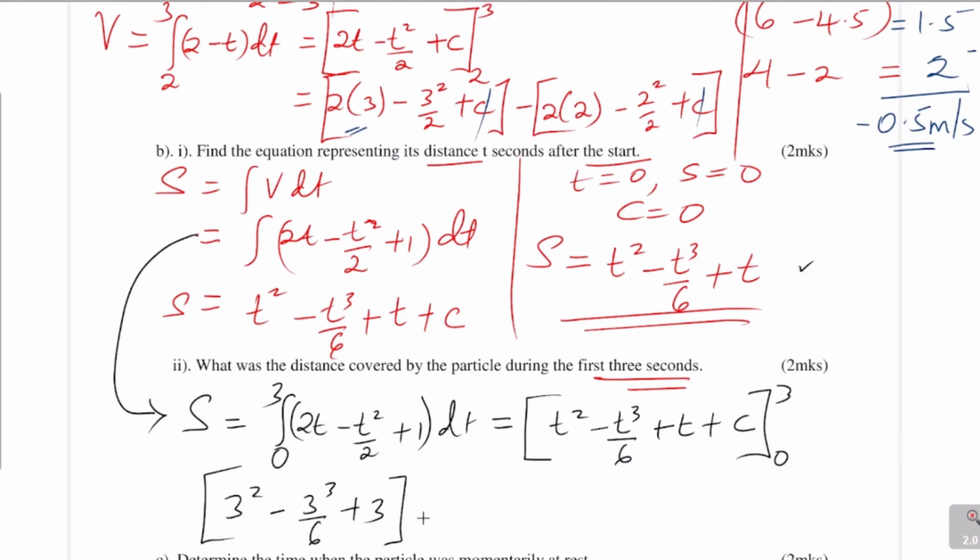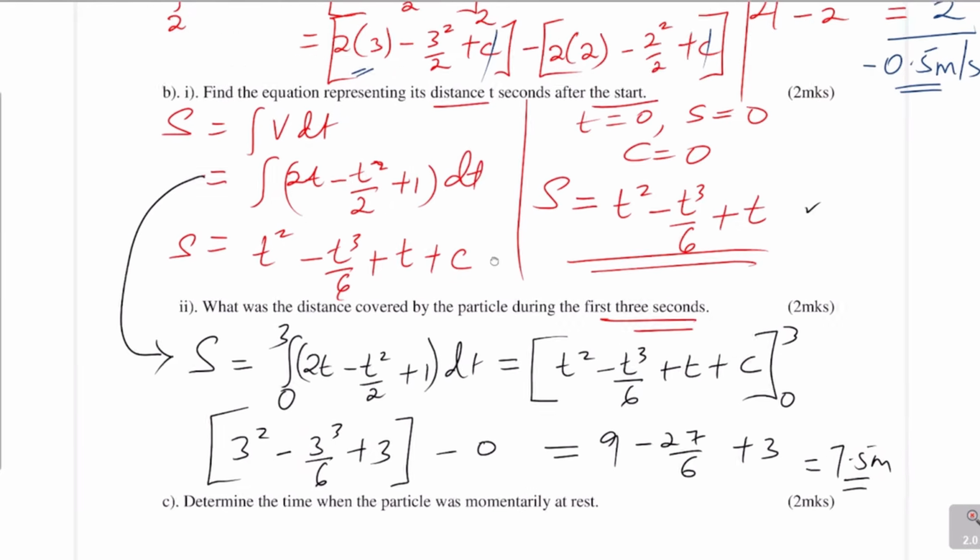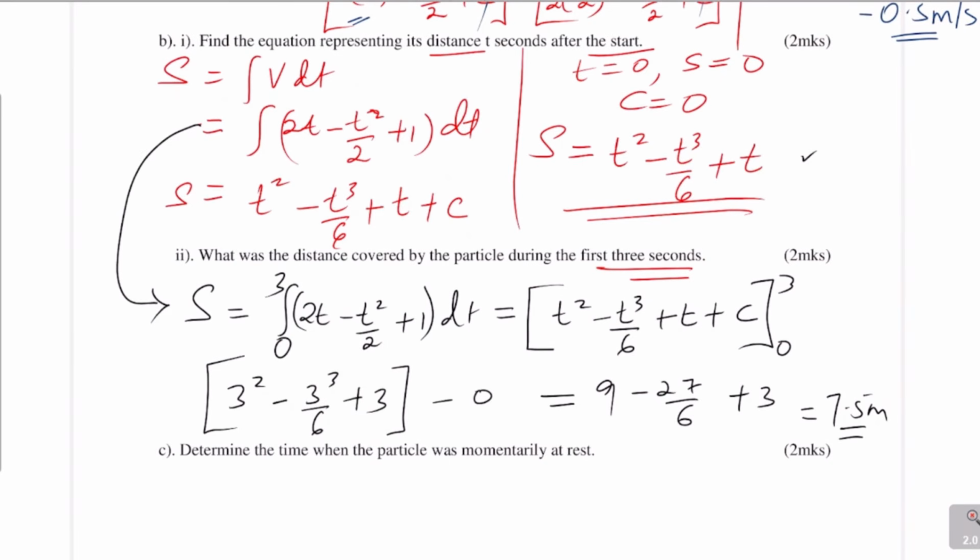Then everything here, when you substitute 0, it will be 0. C will get subtracted. And this one gives you 3 squared is 9. And then subtract 27 over 6 plus 3. So this will give 7.5 meters.